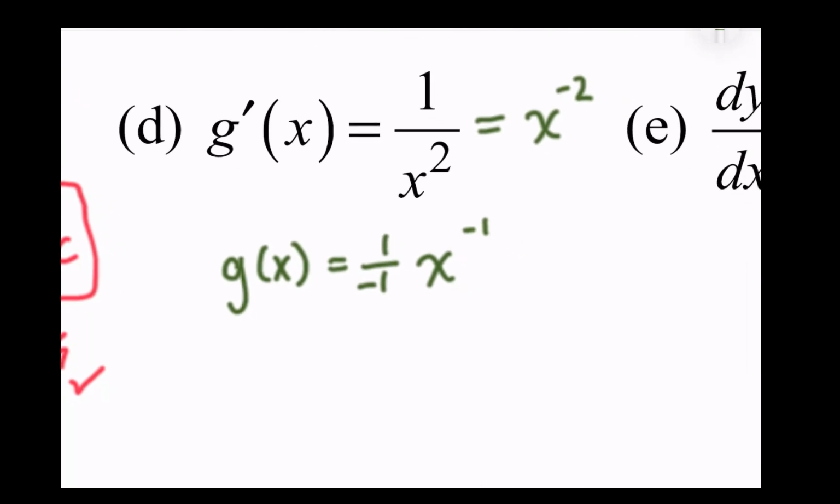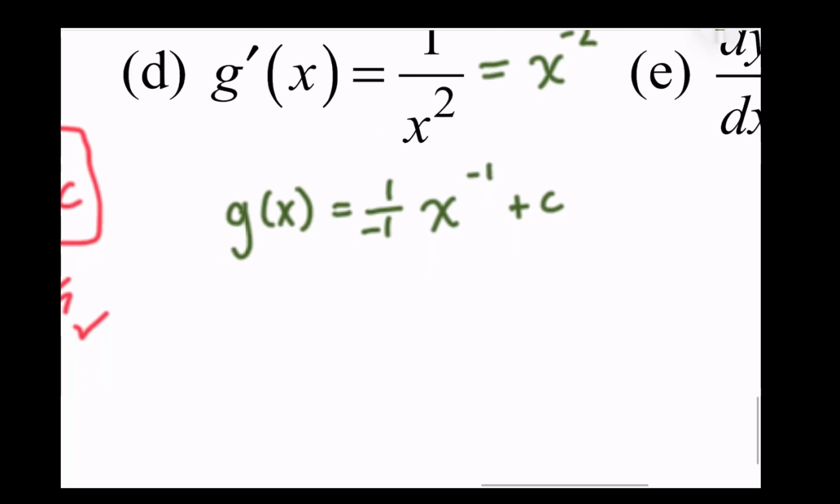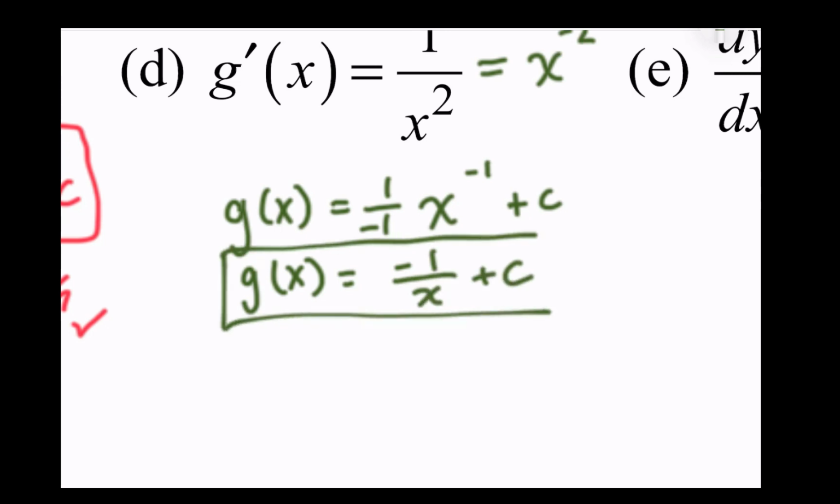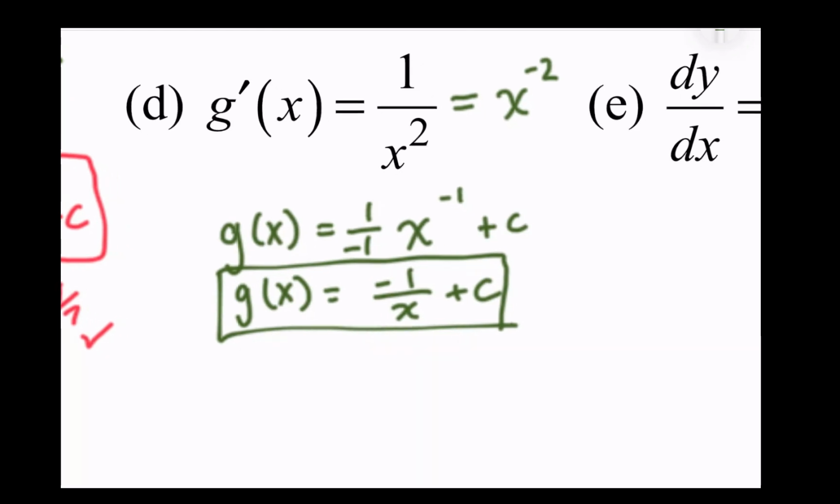So, plus c, I can simplify this a little bit and rewrite it as negative 1 over x plus c. Again, if you're unsure of this, go ahead, work the other way, take the derivative, and you should get positive 1 over x squared.